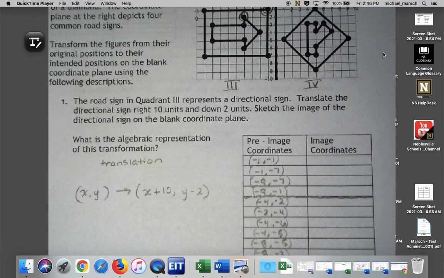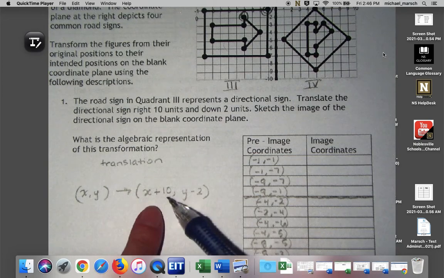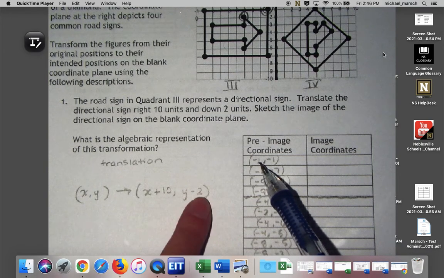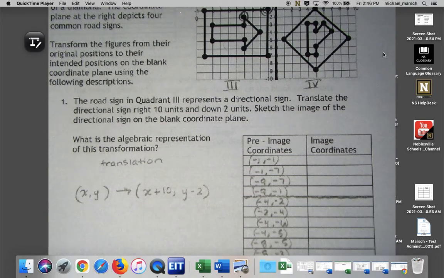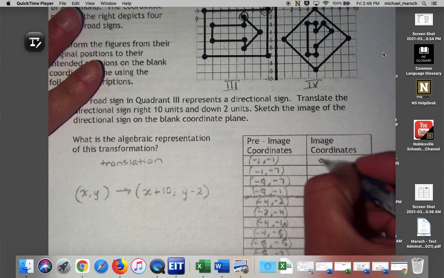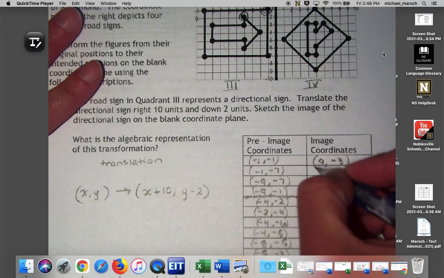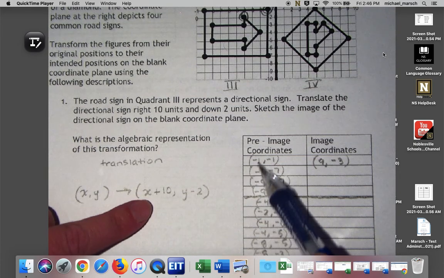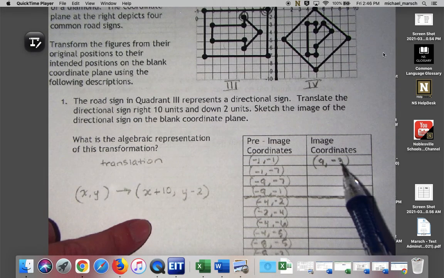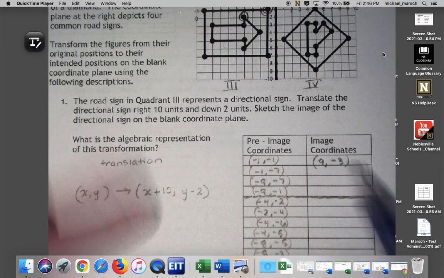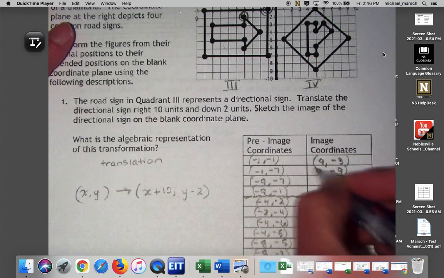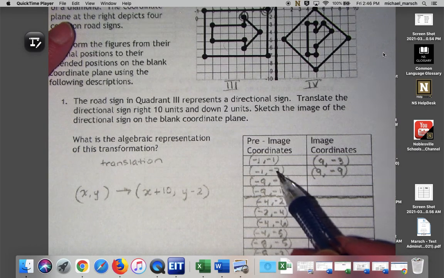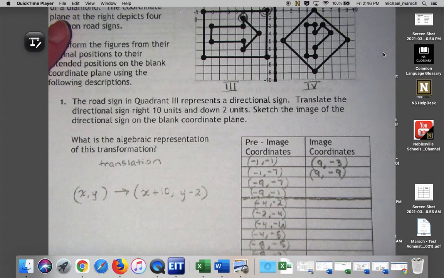So the way I'm going to create my image coordinates is I'm going to add 10 to each x value and subtract 2 from each y value. So who can tell me what my first image coordinate will be? 9 and 1. It's going to be 9, -3. So I add 10 and I get 9. I subtract 2 and I get -3. So 9, -10 for the next one? 9, -9. Yep, because -7 minus 2 gives me -9. Oh, okay. Yep. That was 3, sorry.